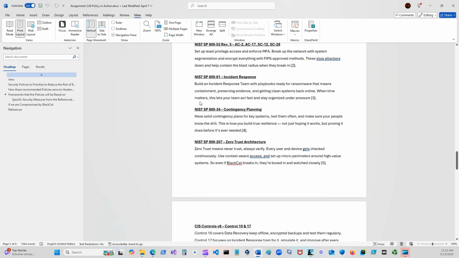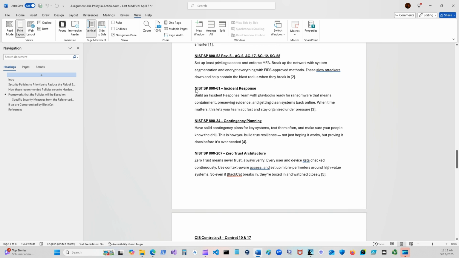When time matters, this lets your team act fast and stay organized under pressure. So I'm going to reference a different NIST document, not the whole NIST as a whole. I'm specifically targeting this incident response area, and I'm going to cover these things.